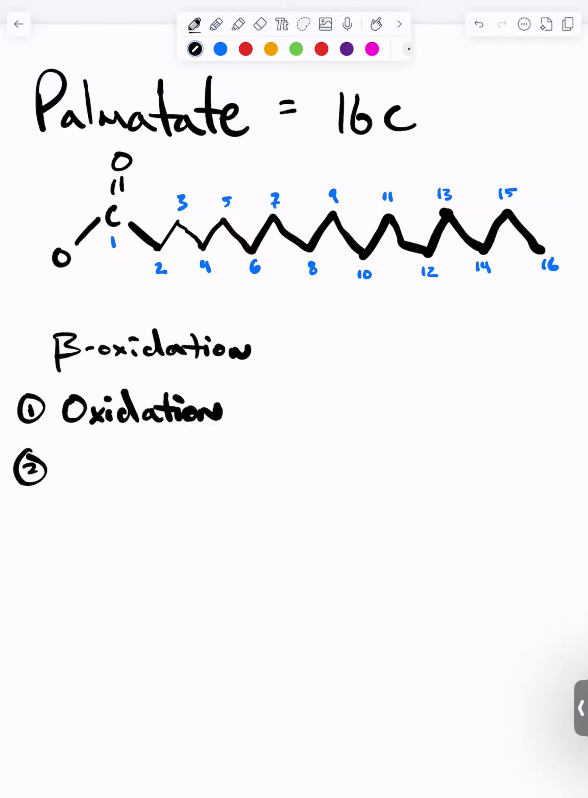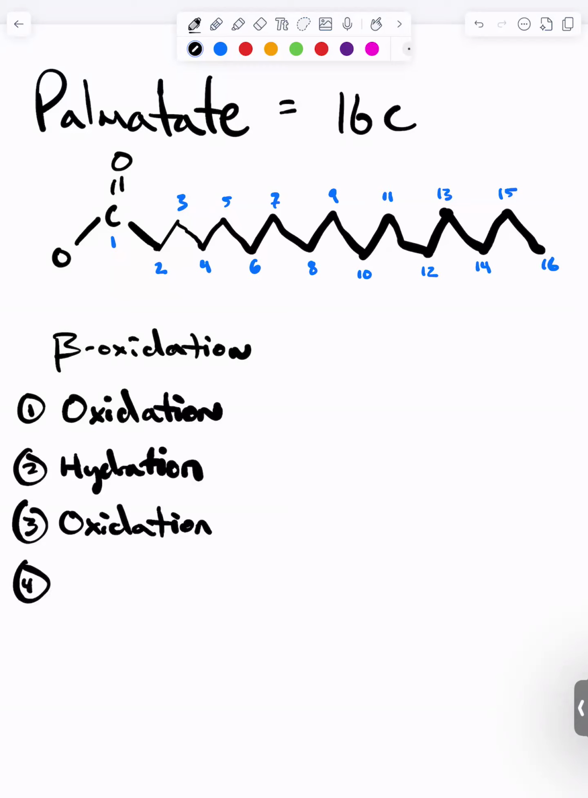Anybody remember what the second reaction is? Hydration. Okay. Then we have another oxidation. You should know this is a very important thing. And then finally, we have thiolysis. Okay. So every time we do a round of beta oxidation, we do these 4 reactions.